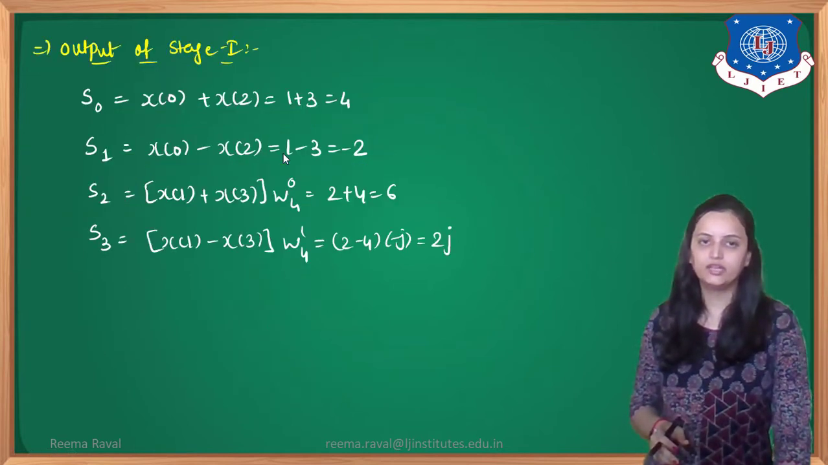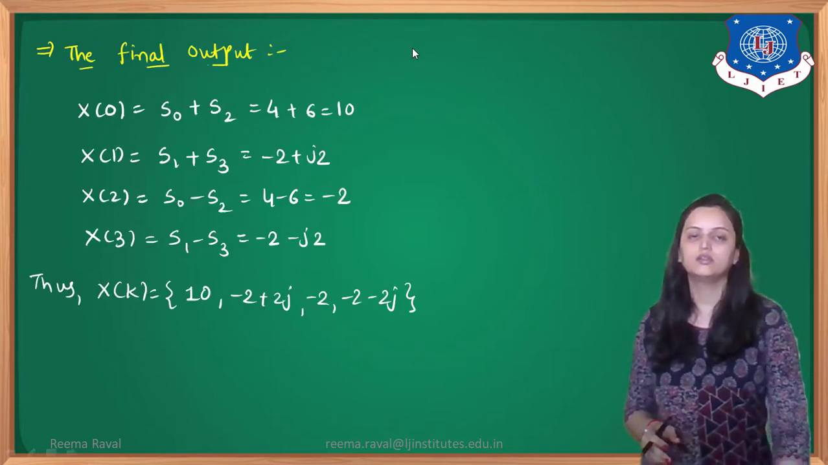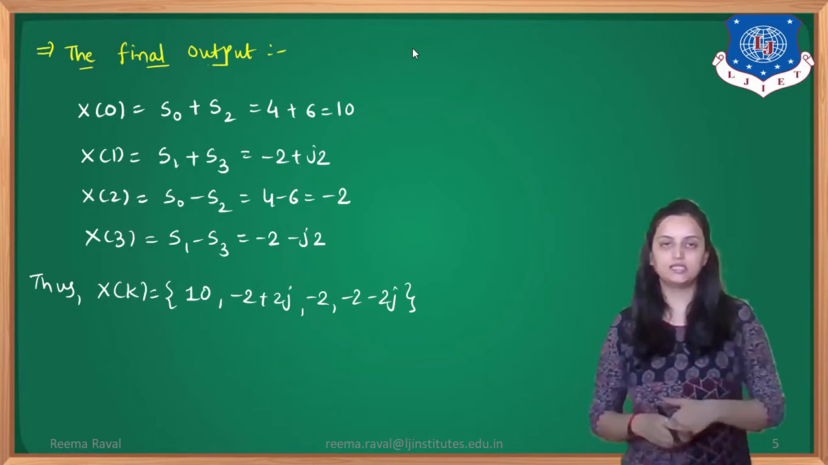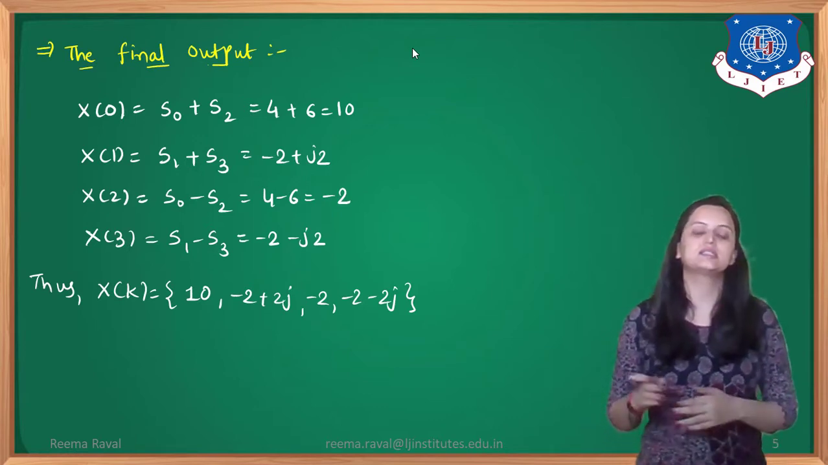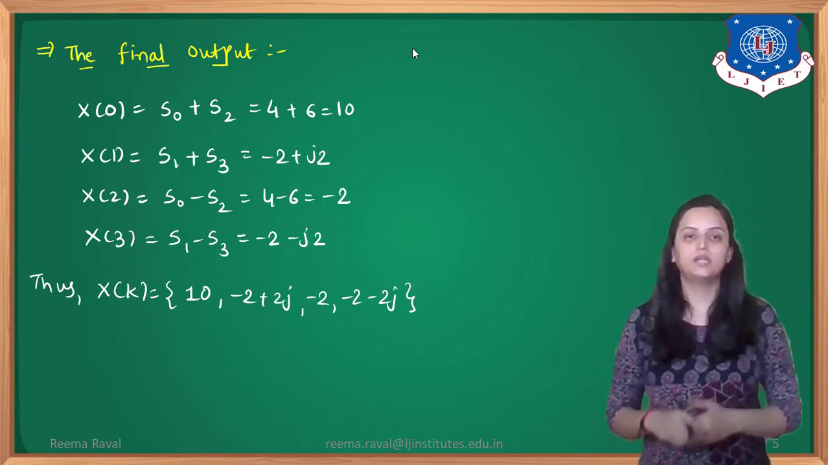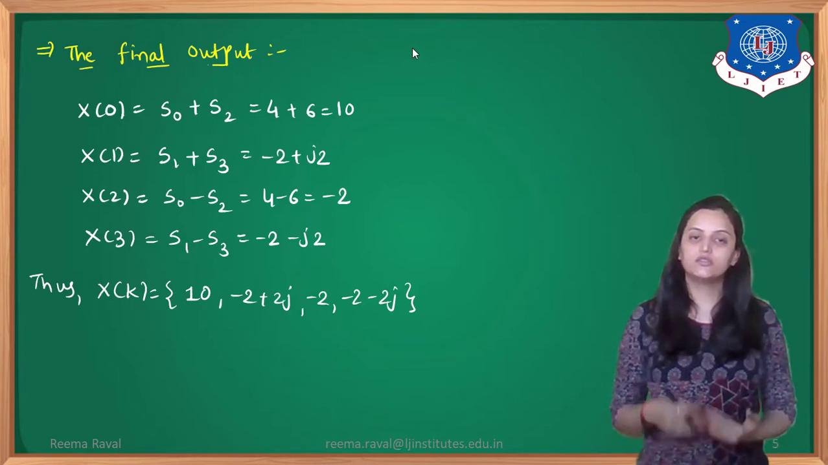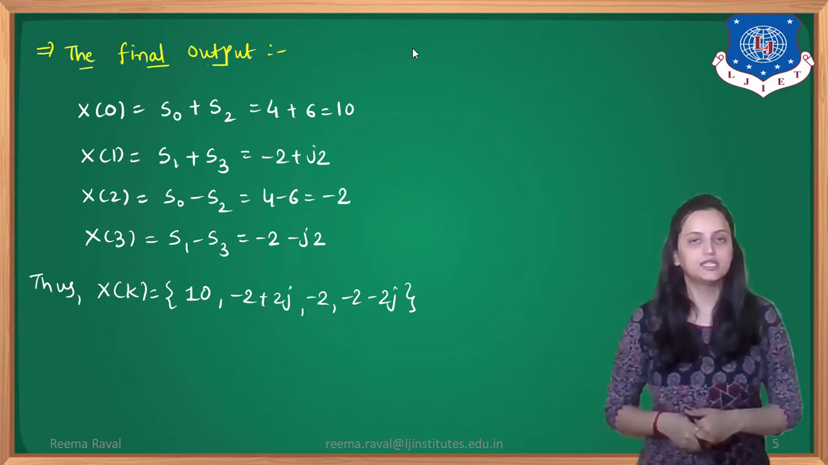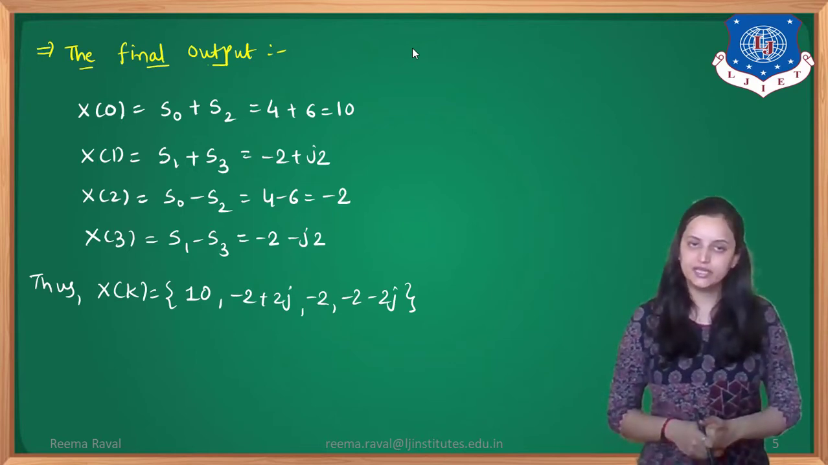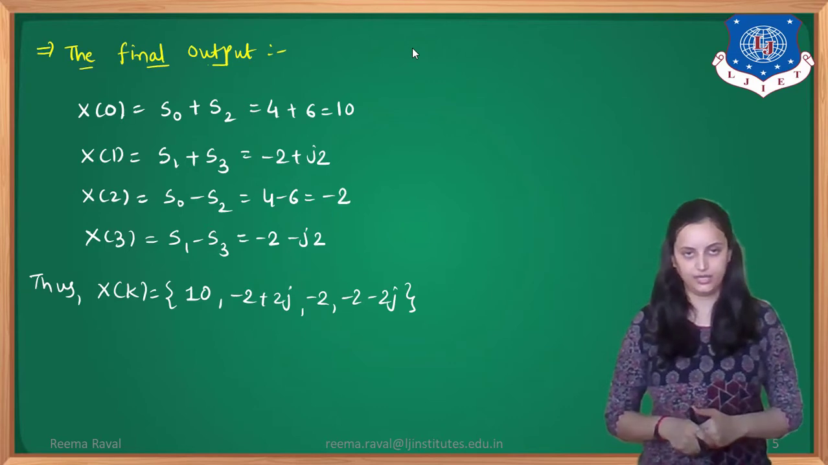So based on that, we can write down over here the first output, x of 0, that is equal to S0 plus S2, that is 4 plus 6, that is 10. Next is x of 1, that is equal to S1 plus S3, that is equal to minus 2 plus j2. X of 2 is equal to S0 minus S2, that is 4 minus 6, which is minus 2. And x of 3 is equal to S1 minus S3, that is equal to minus 2 minus 2j.